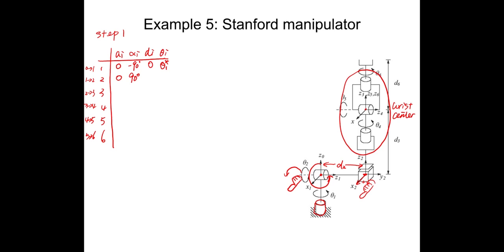And d_i means, along Z1, the distance between the origin O1 and the intersection of Z1 and X2. So the intersection is this point, which is O2. The distance between O1 and O2 is d_i, so that is d2, which is the geometry, the length of the link. And now this is a revolute joint again, so the joint variable must be a theta, or an alpha in some cases, and in this case it's theta. So that is theta 2.